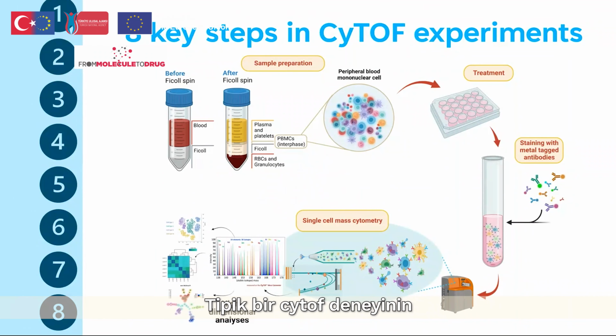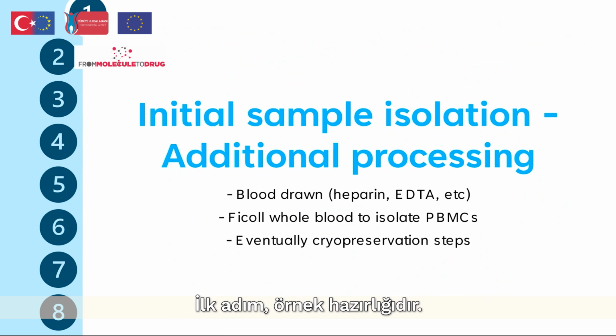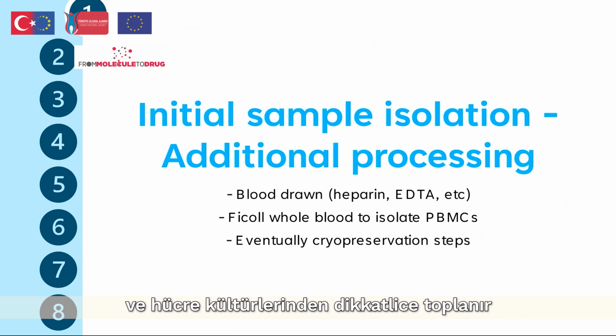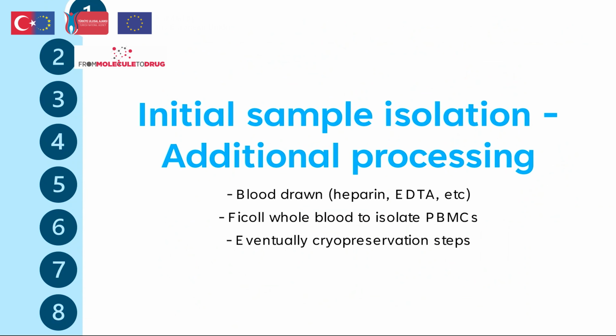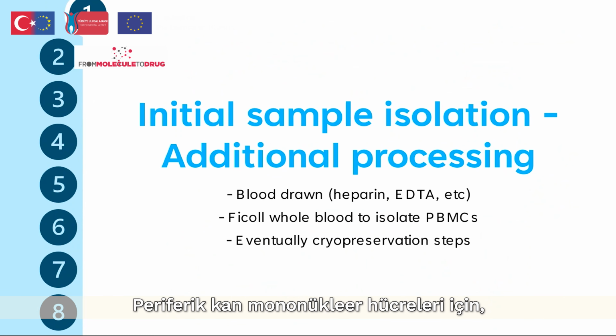There are 8 key steps in a typical workflow of a CyTOF experiment. The initial step involves sample preparation. Cells of interest are carefully collected from tissues and cell cultures, or isolated from peripheral blood, in the case of peripheral blood mononuclear cells.